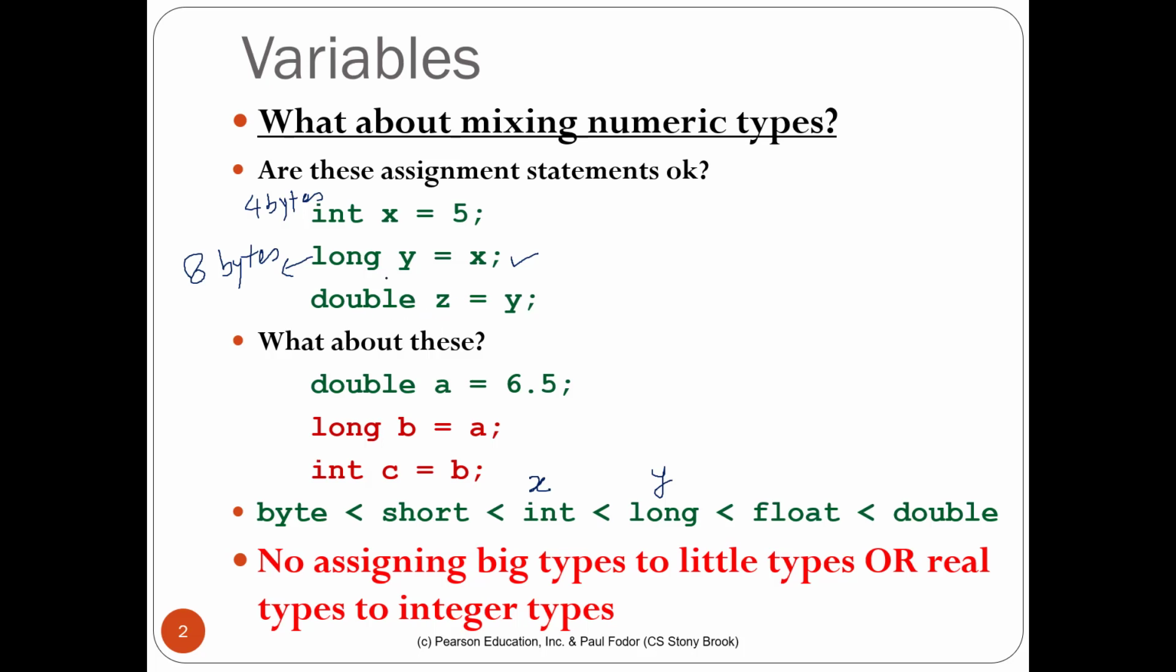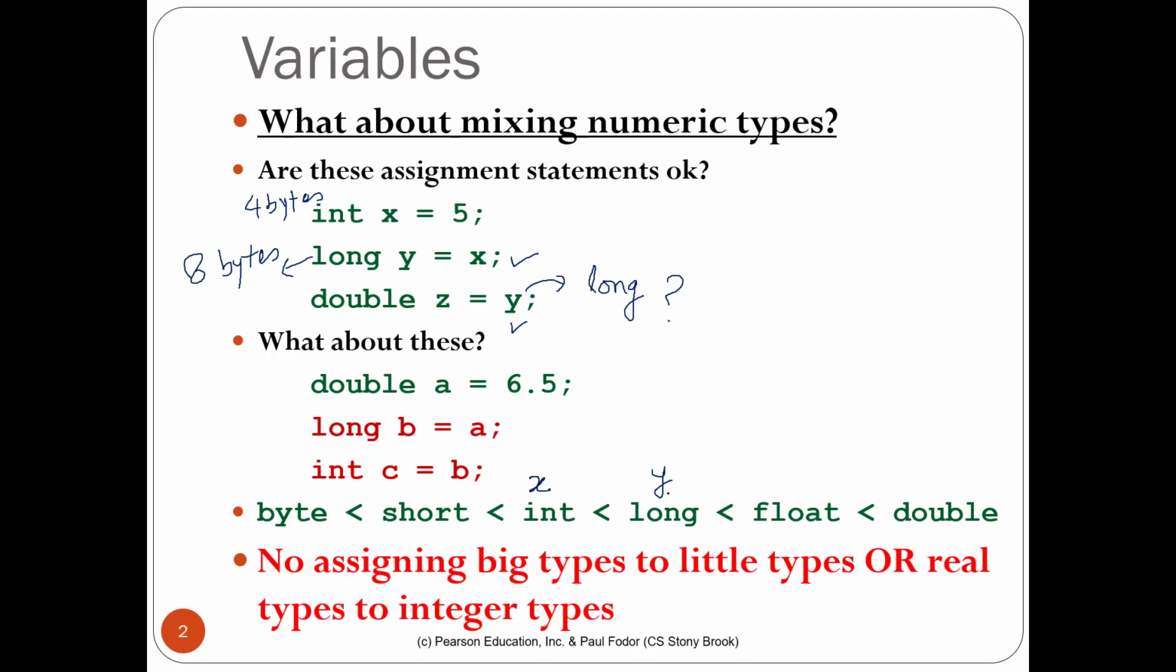But what you're doing here, in the double variable, you're assigning a long variable, right? If you look back at this statement, you'll find that the type of variable y is long. Now you should check, is it allowed? Can I assign a value of a variable of type long to a variable of type double? For that you should look at this order.